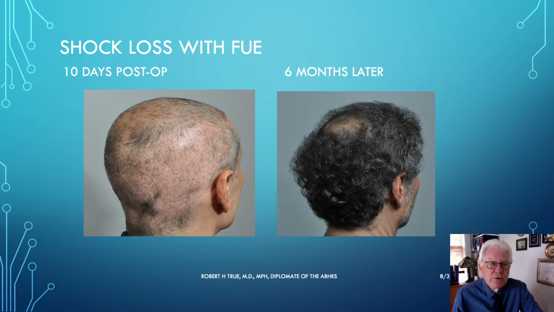This is an example of shock loss with FUE. We can see that 10 days postoperatively, the patient has lost almost all of the hair in the donor region, a frightening appearance, certainly to the patient, but fortunately, by 6 months later, there has been full recovery.